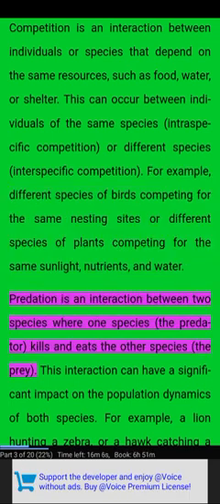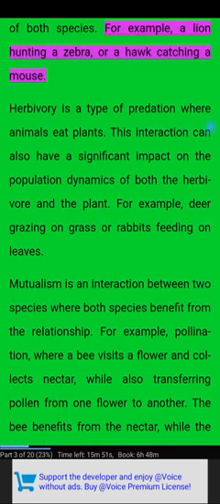Predation is an interaction between two species where one species, the predator, kills and eats the other species, the prey. This interaction can have a significant impact on the population dynamics of both species. For example, a lion hunting a zebra, or a hawk catching a mouse. Herbivory is a type of predation where animals eat plants. This interaction can also have a significant impact on the population dynamics of both the herbivore and the plant. For example, deer grazing on grass or rabbits feeding on leaves.